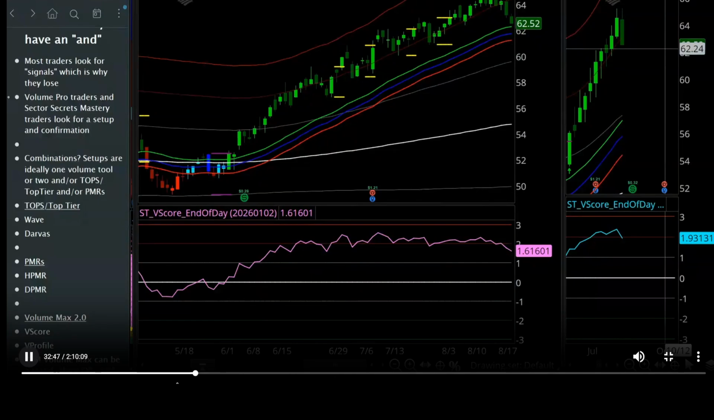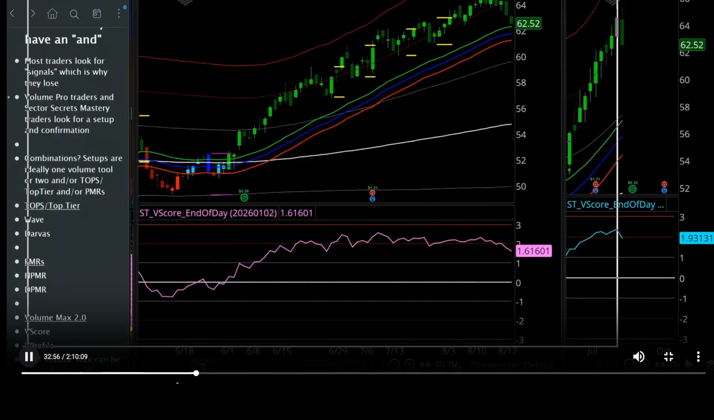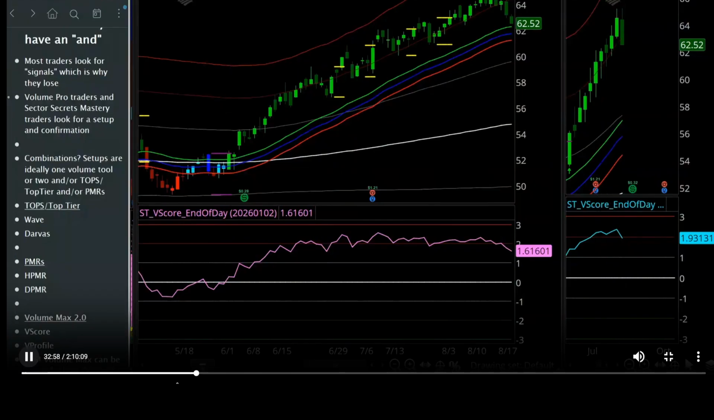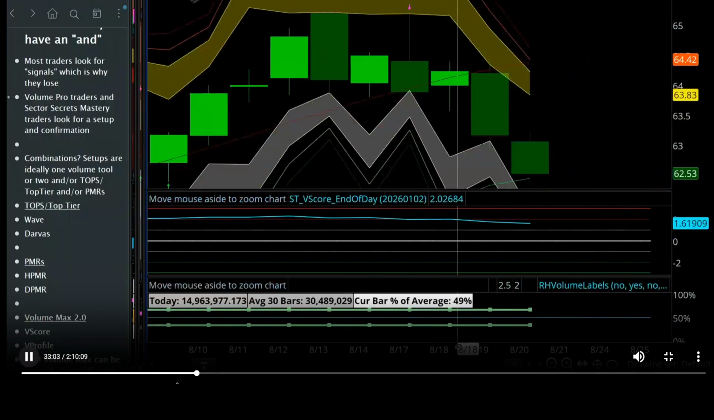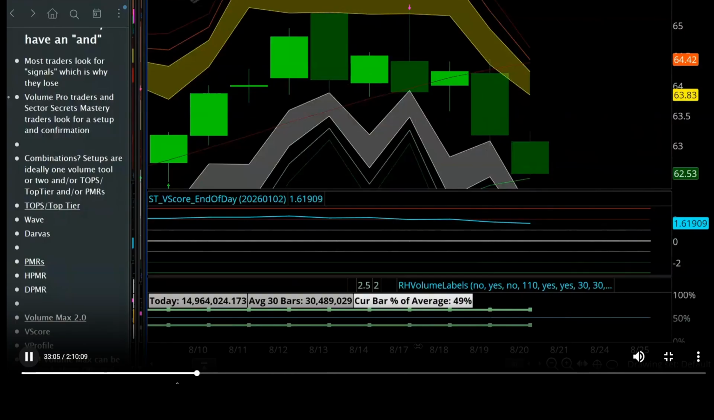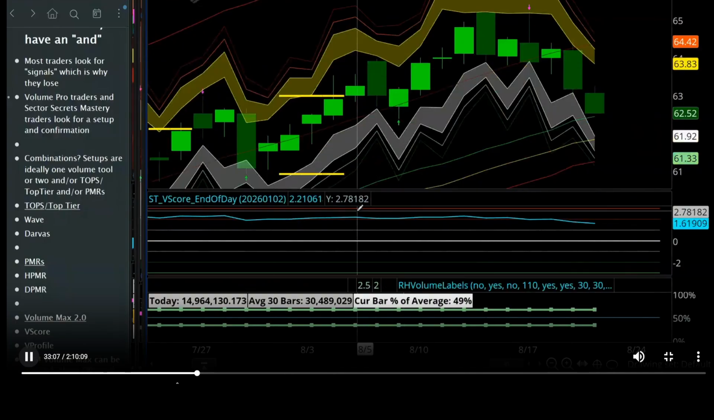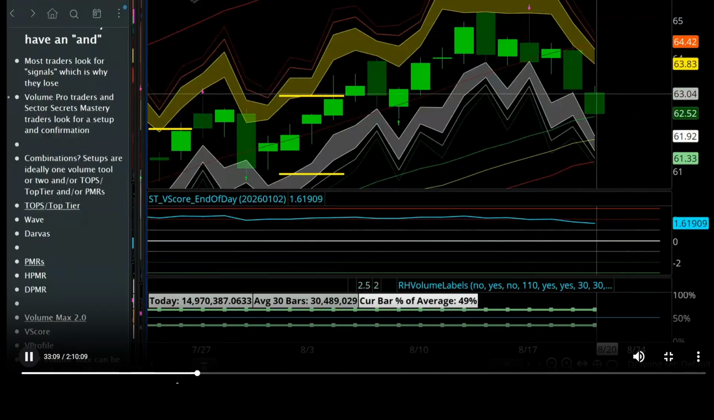Okay, let me show you one other "and" on Bank of America. So the VScore is where it's at, right? Which is great. So I can look at other tools. Well, let me show you this here. So this is from the layout that I use in the mastery. There's my multi-trend at the bottom. I have a trend. There's my VScore, same VScore. There's my wave. It's the top tier wave. And I've got a potential daily price movement range. We'll see where the daily price movement range is tomorrow. Right now, we're not there.